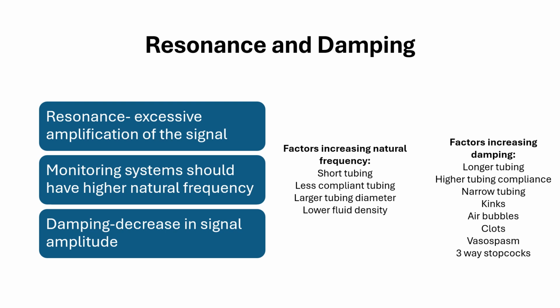So let's talk about the factors which both increase the frequency and also increase the damping. Short tubing, less compliant tubing, larger diameter of the tubing, and lower fluid density increase the natural frequency of the system. What about damping? Longer tubing, highly compliant tubing, narrow tubing, kinks in the tubing, bubbles, clots, arterial vasospasm, and three-way stopcocks all increase the damping of the system.